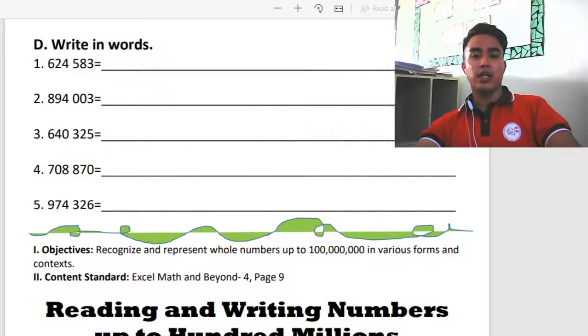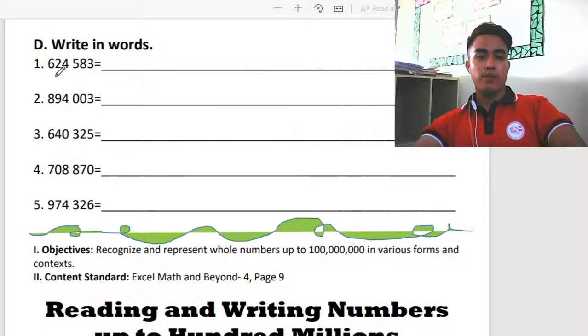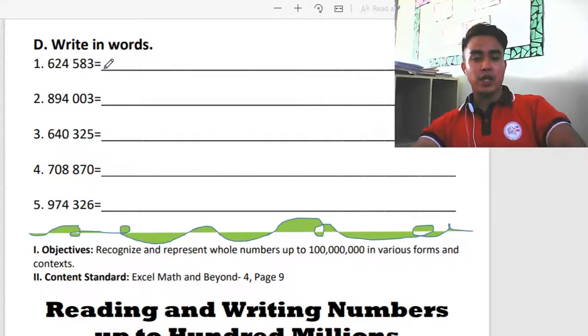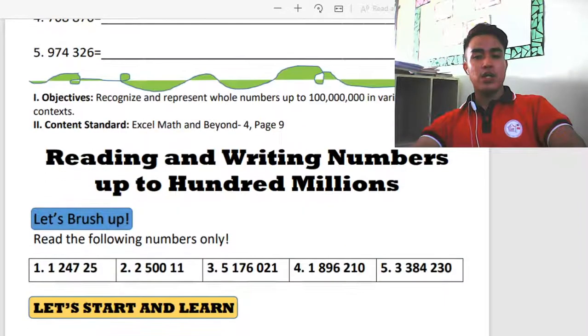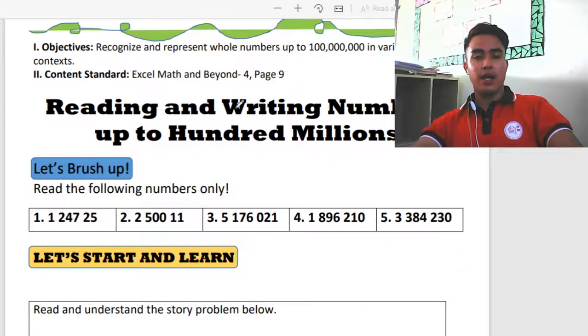583. Just like that. So, the given are numerals, and what you're going to do is to answer in words, or write in words. Just like that. So, you will be the one to answer from 1 up to 5. Next, let's proceed to the next lesson.